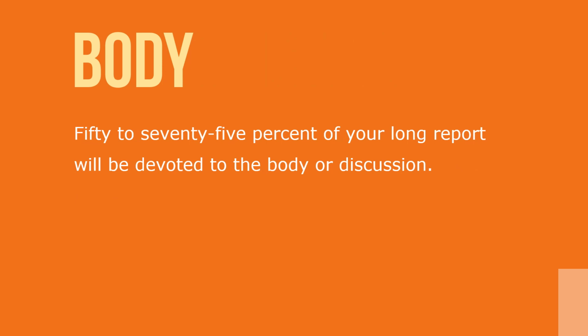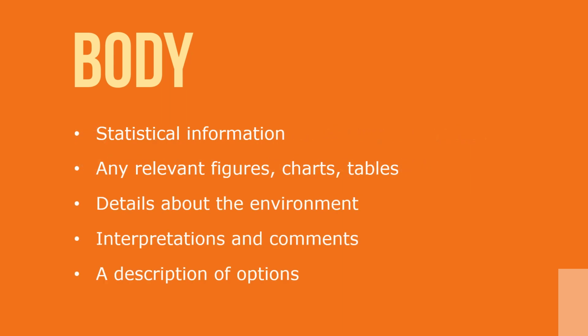50 to 75% of your lawn report will be devoted to the body or discussion. Everything in this and all other sections of your report grows out of your purpose and how you've limited your scope. So, what should you include in the body of your report? Statistical information, any relevant figures, charts, tables, or visuals, details about the environment, and interpretations and comments of the authorities whose work you've consulted in the development, research, and ongoing work that's represented by the report.